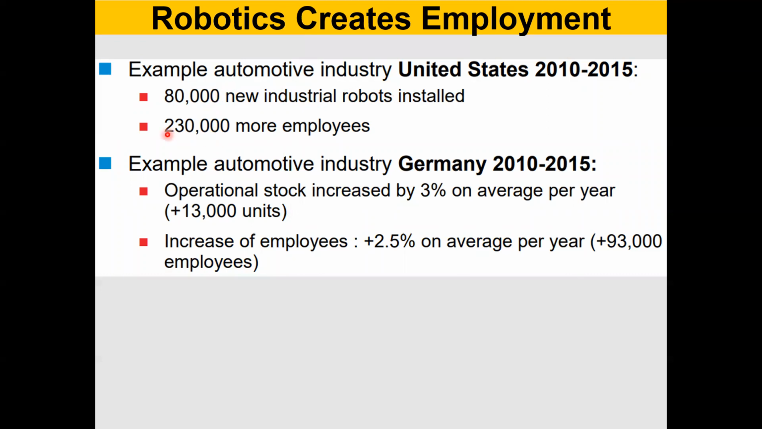And they created 230,000 more employees. Of course, they got rid of some of the blue collar workers and they lost their jobs forever. And they employed new people. And if you look at the total, the net effect is 230,000 more employees. Second example is from Germany, again from the automotive industry. Operational stocks increased by 3% on average per year. That is about 30,000 units. All right.